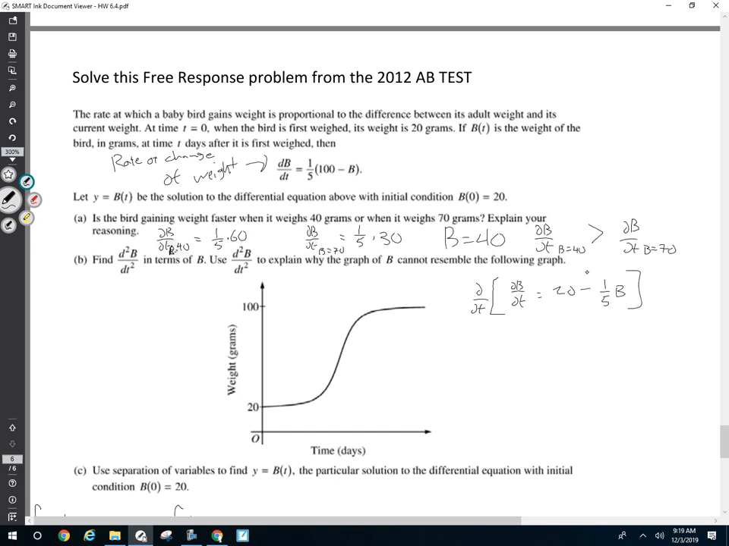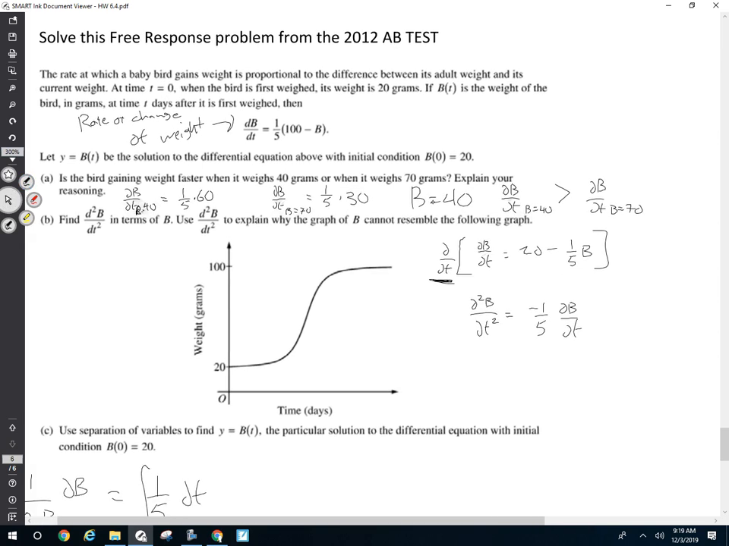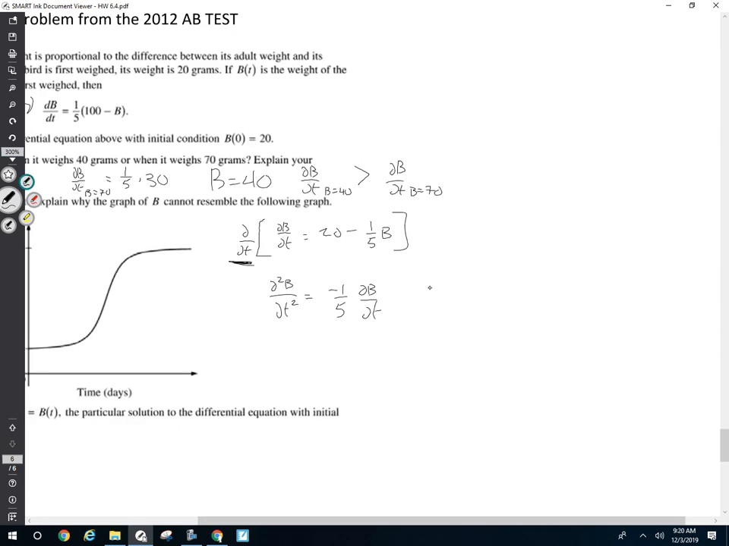Now, this is important. Taking the derivative with respect to t, this gives me d squared b over dt squared. But derivative of 20 is 0. The derivative of negative 1/5 b is not negative 1/5. Because I'm taking the derivative with respect to t, I need a db dt. Which means this can be written, instead of as db dt, but can be written as 1/5, 100 minus b.